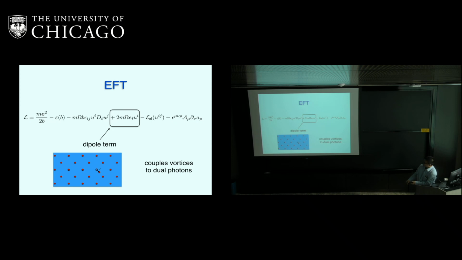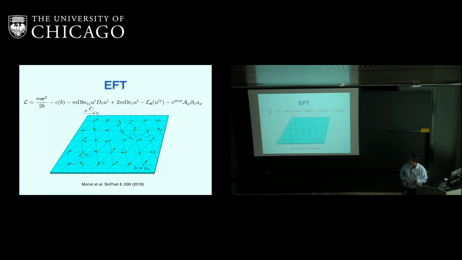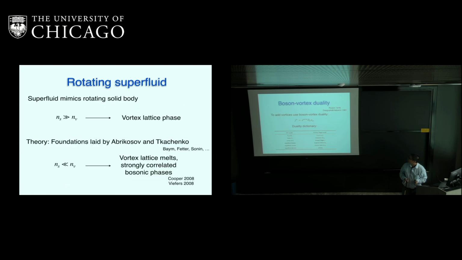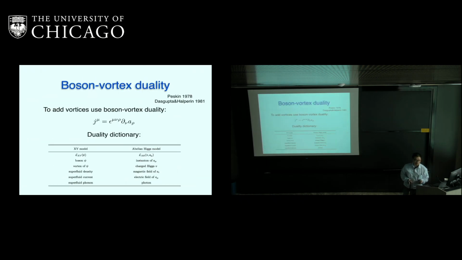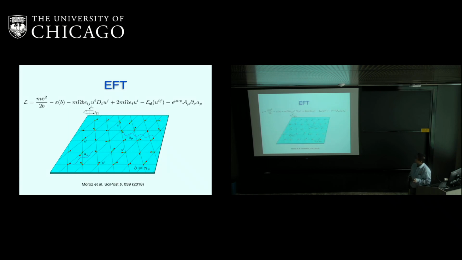So B here is equal to the density of the superfluid. So it's non-zero. B is a background for the vortex. It's a background field for the vortex. Also, the fluid.